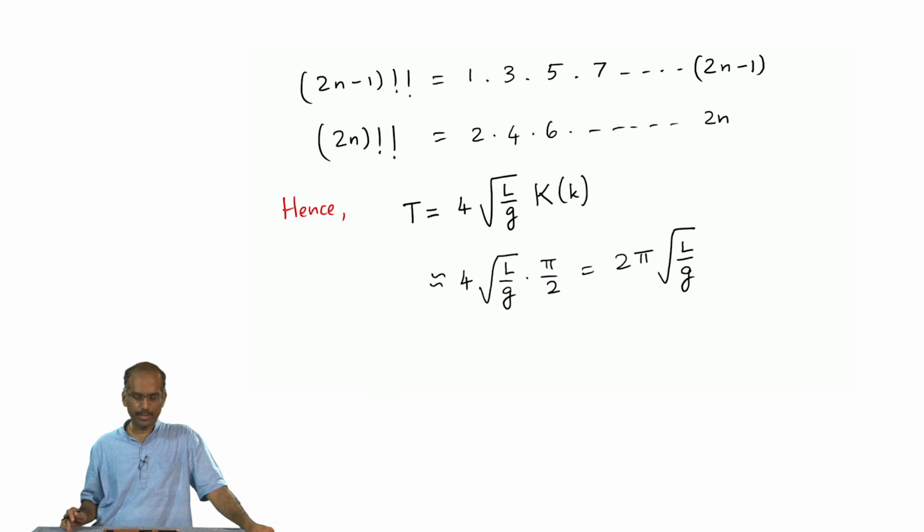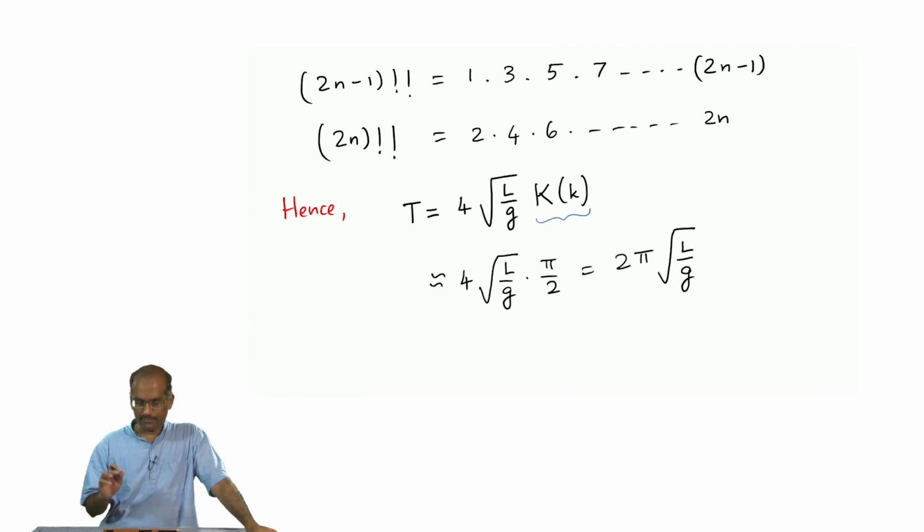And similarly, 2n double factorial, so n is an integer, 2n will always be an even number. So, 2n double factorial is a product of all the even numbers. So, it starts from 2, 4, 6, 8 and so on until 2n.